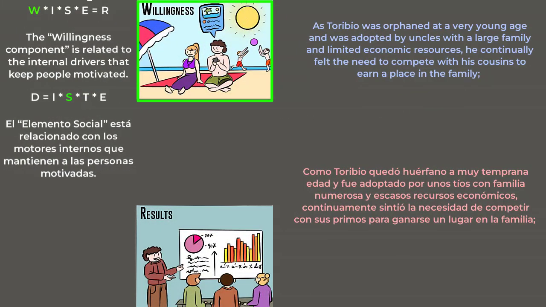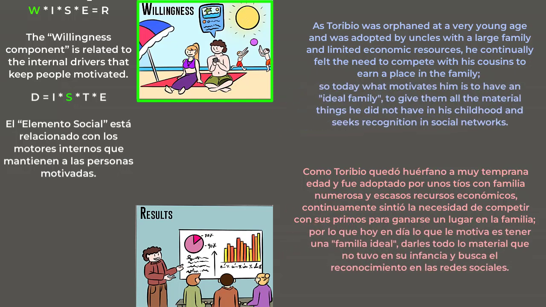As Toribio was orphaned at a very young age and was adopted by uncles with a large family and limited economic resources, he continually felt the need to compare himself with his cousins to earn a place in the family. So today, what motivates him is to have an ideal family, to give them all the material things he did not have in his childhood, and he seeks recognition in social networks.